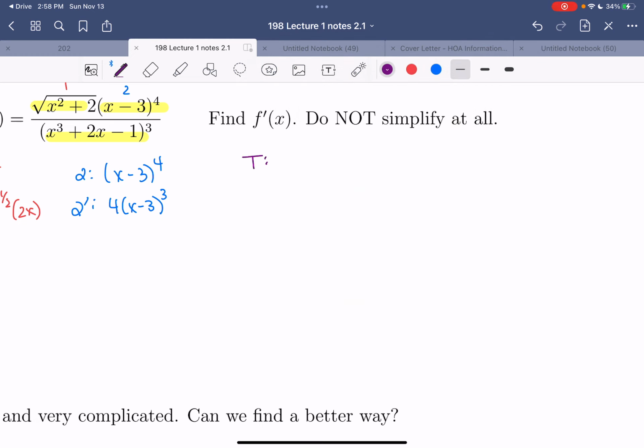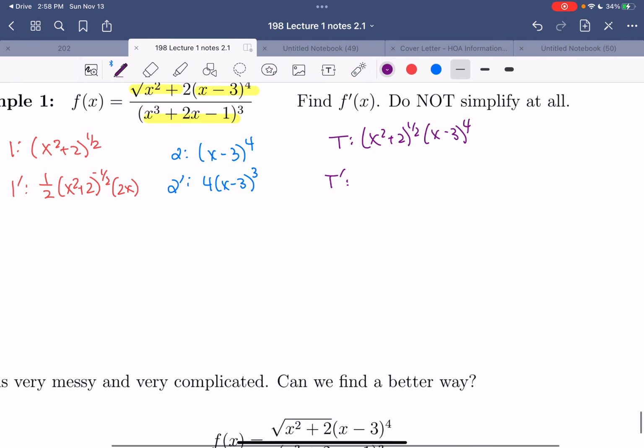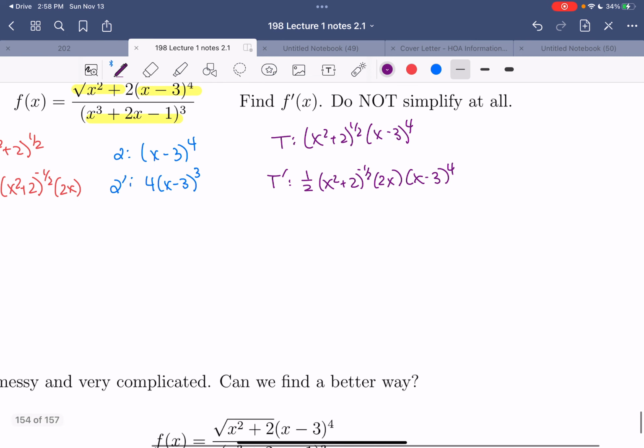So the top is the x squared plus 2 to the 1/2 times the x minus 3 to the 4th. And its derivative requires the product rule. So I have that set up over here. So 1 prime 2 is going to be 1/2 x squared plus 2 to the negative 1/2 times 2x times the bottom, times 1 prime 2, so that's times x minus 3 to the 4th, plus 2 prime 1, so that's 4 times x minus 3 cubed times x squared plus 2 to the 1/2. That's all the top prime.